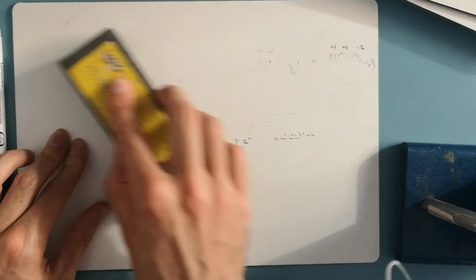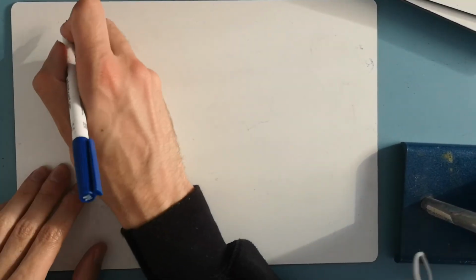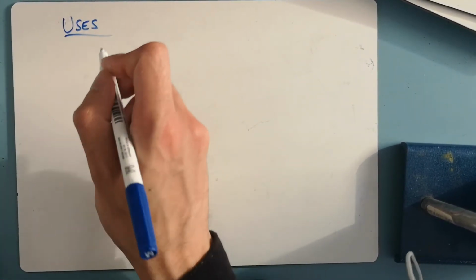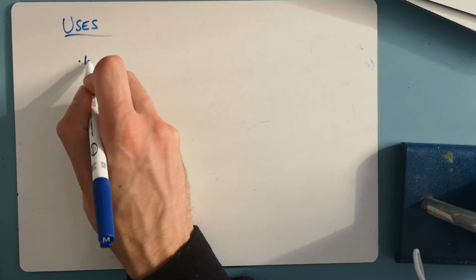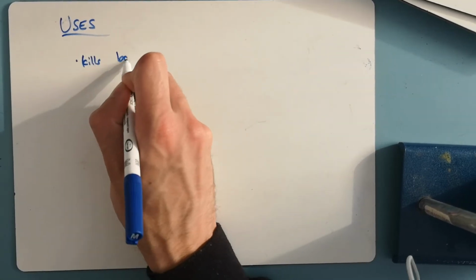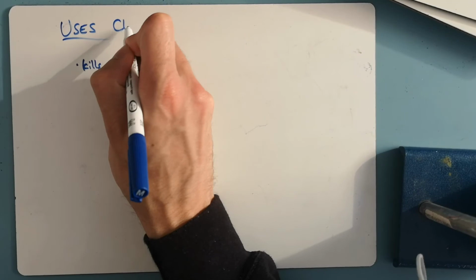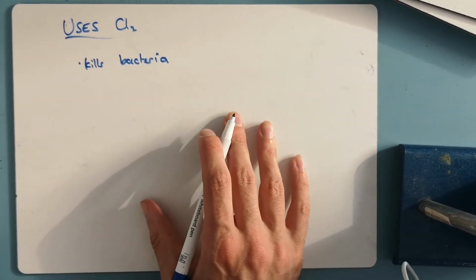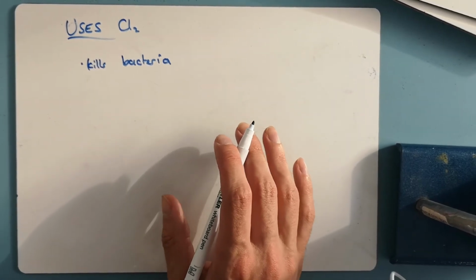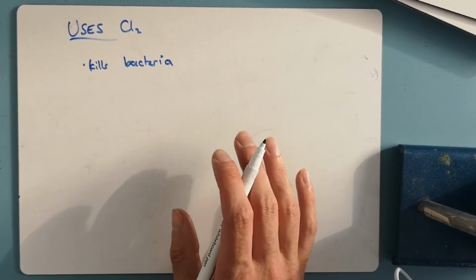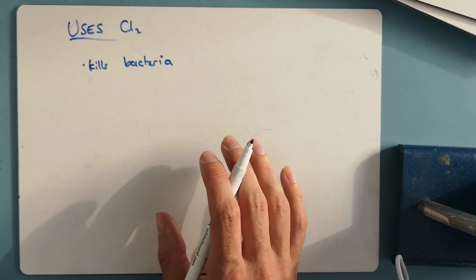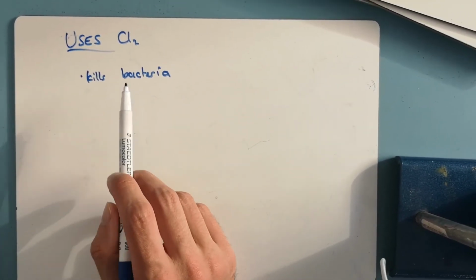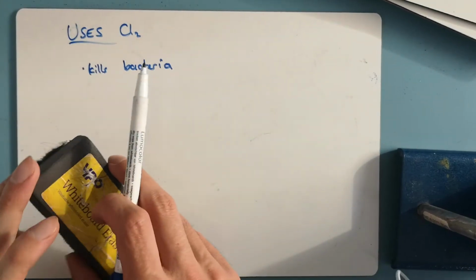So uses now. Chlorine is used in bleach, and it kills bacteria in water. Chlorine is really good at killing bacteria. However, there is a downside to this: it's toxic and can cause some damage to humans, especially in high concentrations. It can also damage the environment, but we generally think that the positives outweigh the negatives in this one.